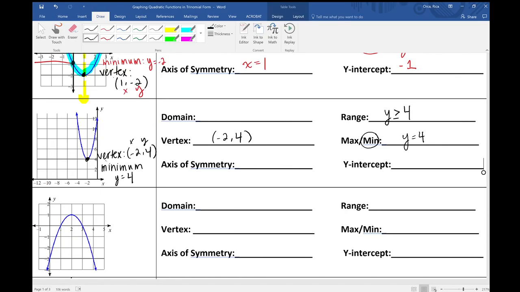Our axis of symmetry is the line that's going to cut our parabola in half, and that line is at x = -2. Our y-intercept is where the graph crosses the y-axis, and our y-intercept is at 12.